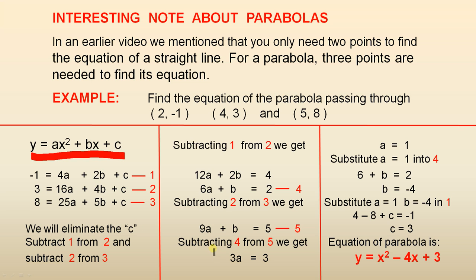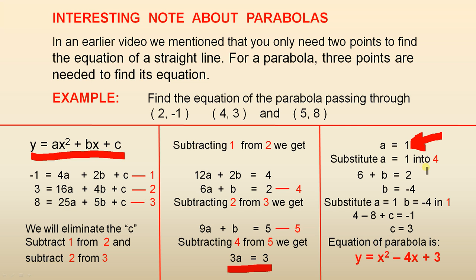Now, subtracting 4 from 5, we get 9a minus 6a is 3a. b minus b is 0. And 5 minus 2 is 3. So 3a equals 3. So a equals 1. So here is our first letter. We have found it.